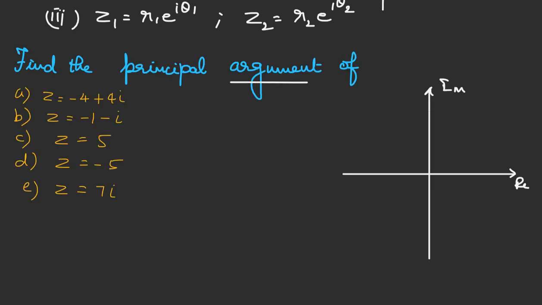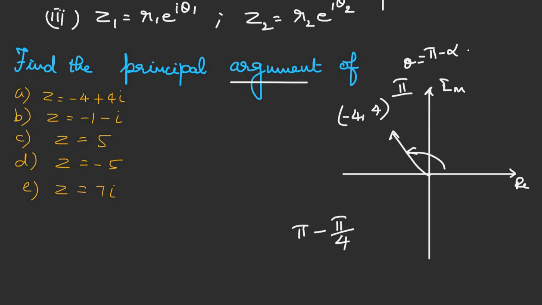To find the argument here, minus 4 comma 4 lies in the second quadrant. Therefore, theta will be, in the second quadrant, we know theta is equal to pi minus alpha. Therefore, angle will be pi minus alpha, where 4 by 4 is equal to 1. Tan inverse of 1 is pi by 4. So now argument of z will be equal to 3 pi by 4.